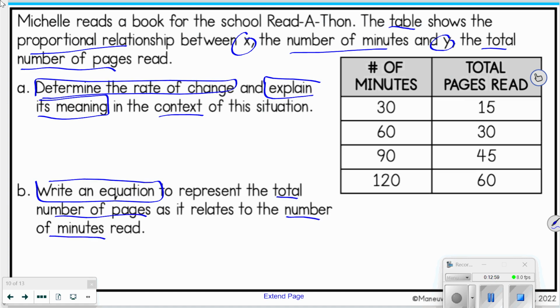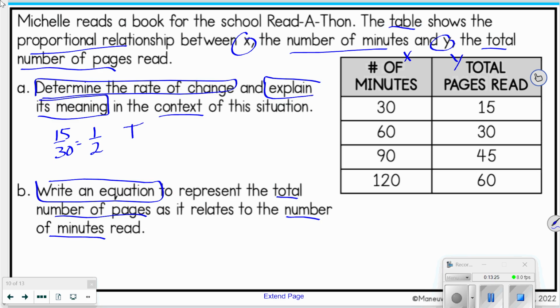number of minutes read. Remember, whenever we're looking at a table like this, X is my first value, Y is my second value. So to find my rate of change, I need to put the Y, 15, over the X, 30, which is going to simplify to 1/2. And now putting that in context of the situation, what does that mean?